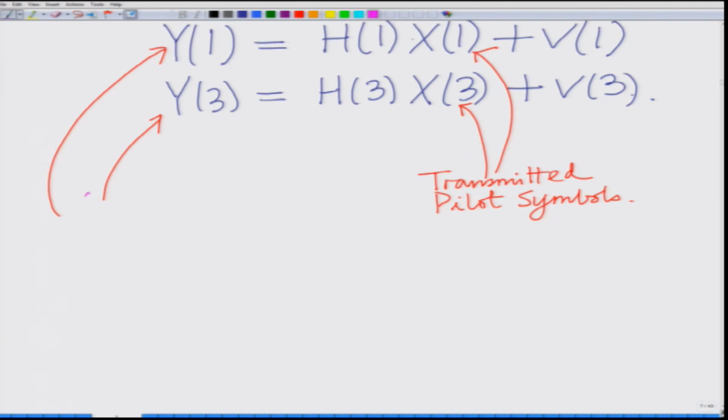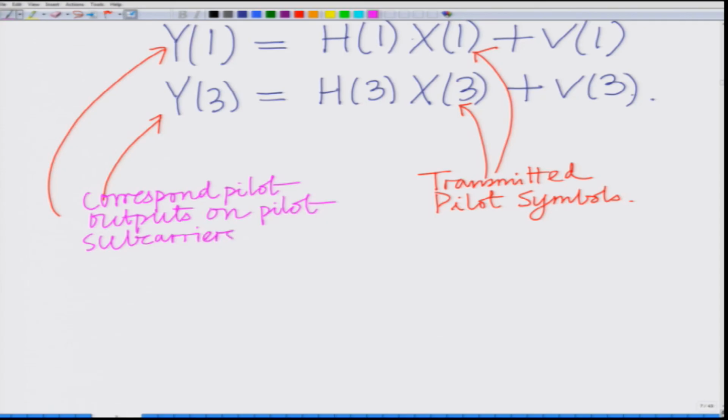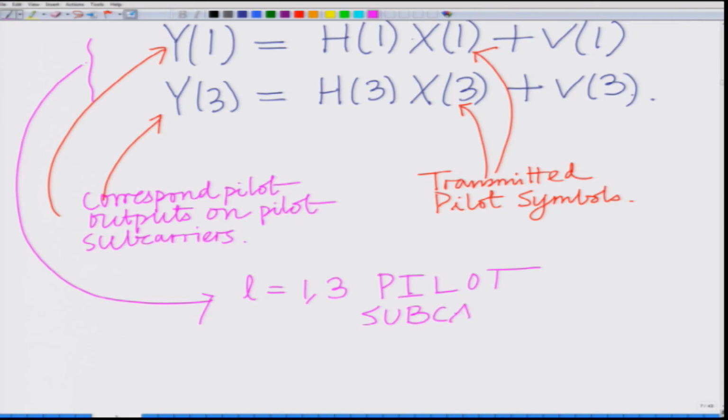These are the outputs on the pilot subcarriers, the corresponding pilot outputs. So, l equal to 1, 3 are your pilot subcarriers, and that is basically what we can see at this point. All right. So, let us stop this module here.